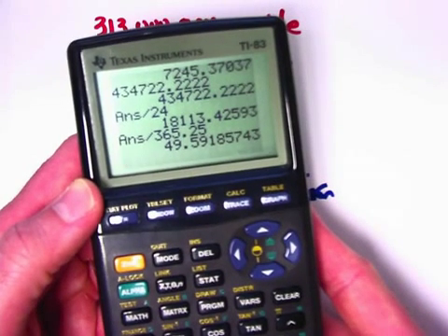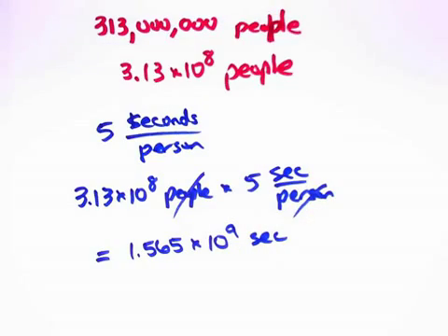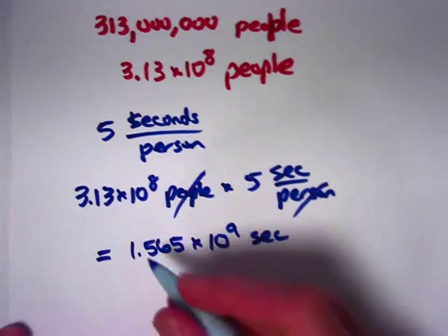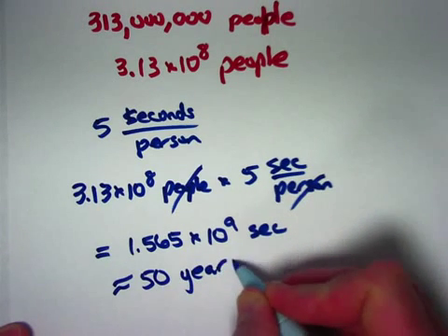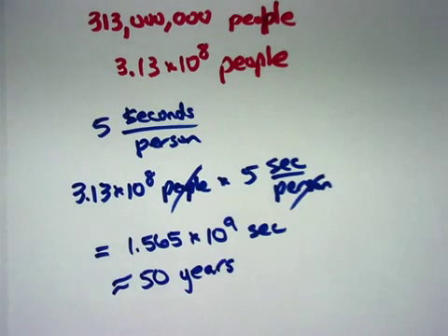It's going to take me approximately 50 years, if I round to one significant digit, to shake everybody's hand. So that gives you a little bit of an idea of the size of the number. If you're shaking somebody's hand 5 seconds, every person, it's going to take you that long to shake everybody's hand.